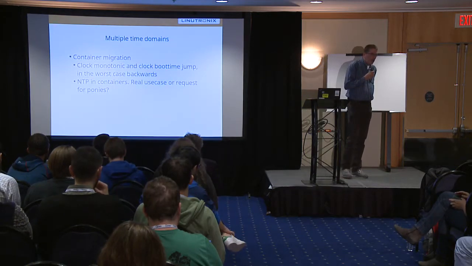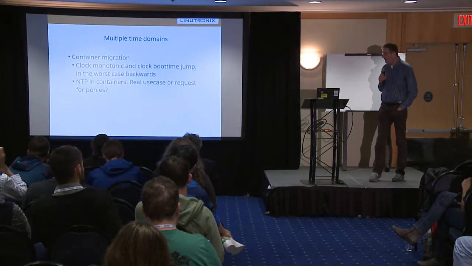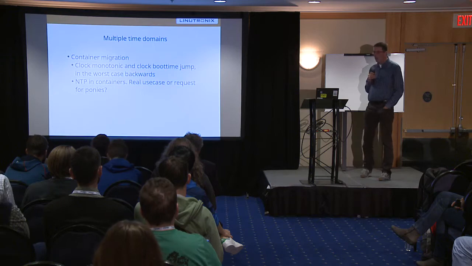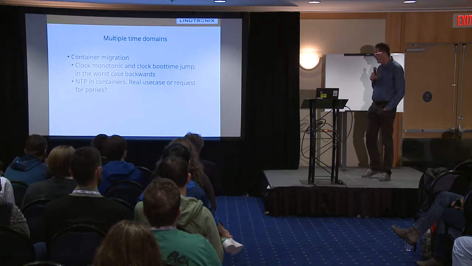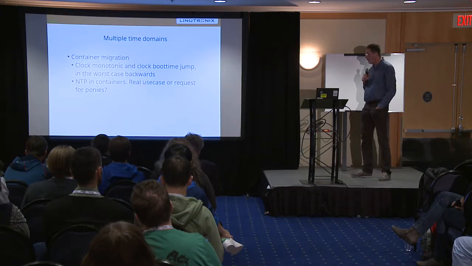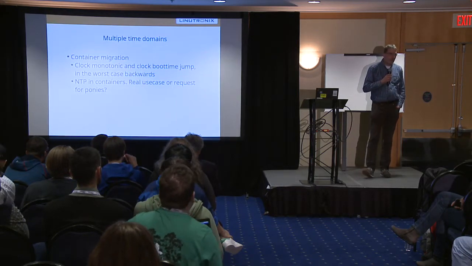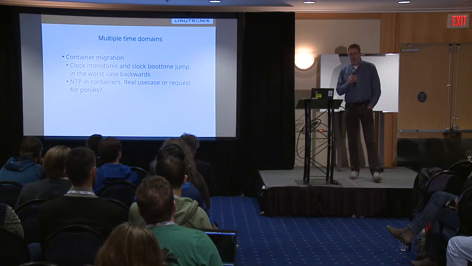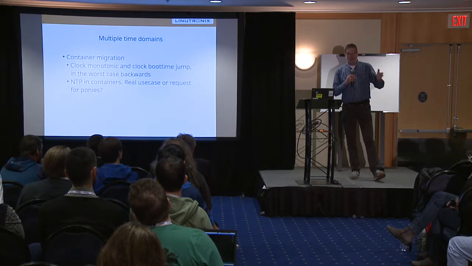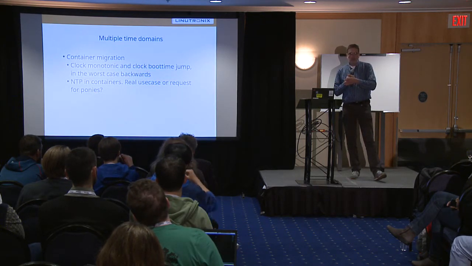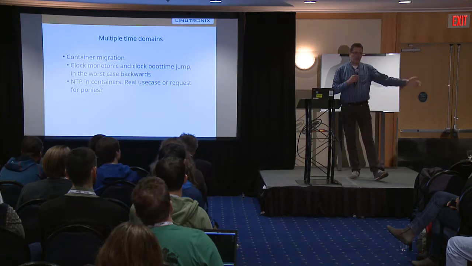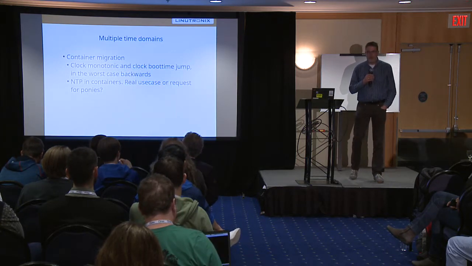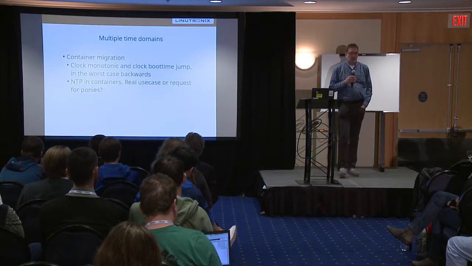I'm thinking about introducing something which I called named multiple time domains. So what do the container people want? They actually have a problem when they migrate containers from one machine to another, because clock monotonic on the target machine might be behind clock monotonic on the source, which then breaks the guarantee that clock monotonic is never going backwards.